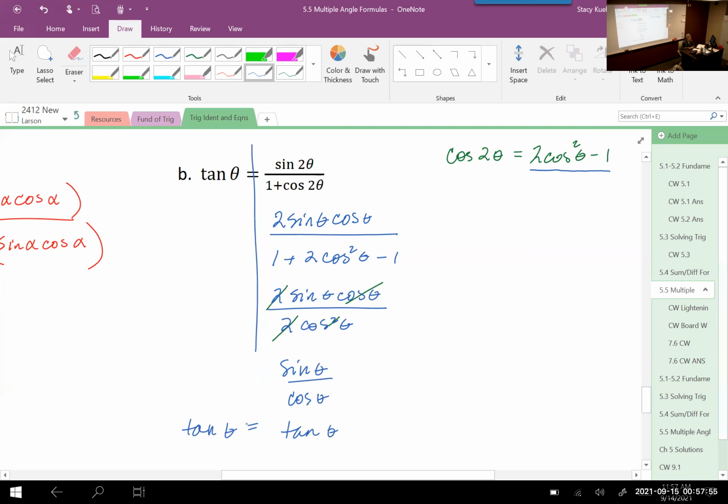When you solve or verify an identity for me on a test, you need to move through most of these steps right here. Don't just finish it with sine theta cosine theta equals tan theta. You need to finish it by saying tan theta now equals tan theta.